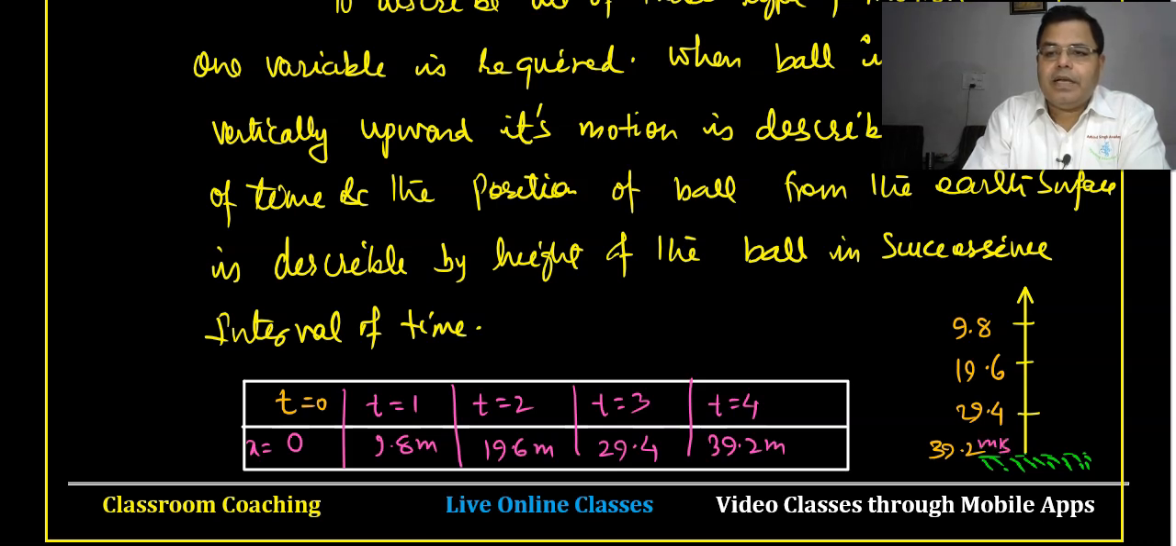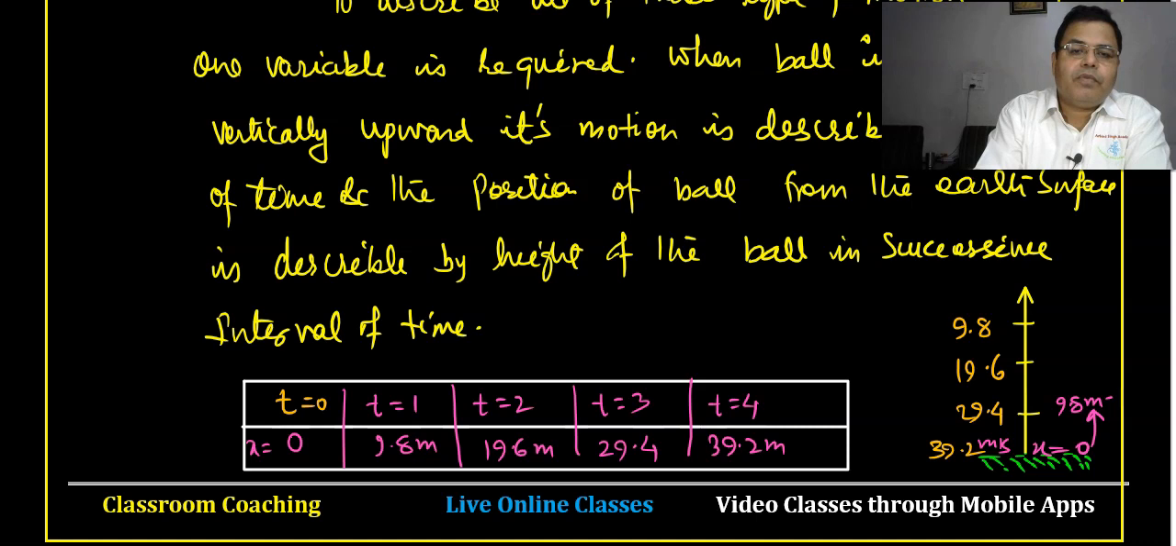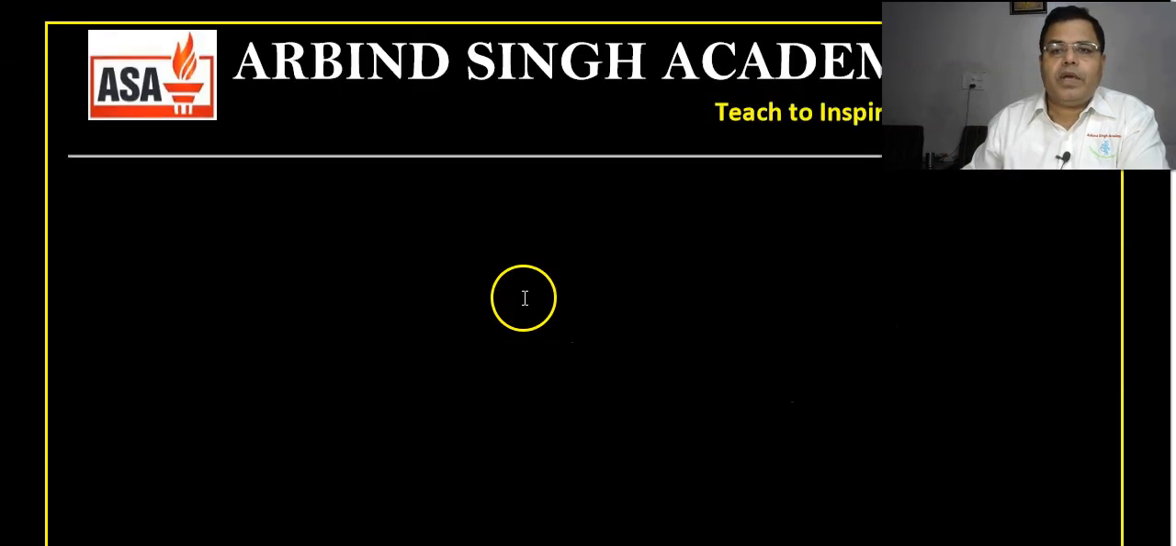This was speed, meter per second. Speed is decreasing and height is increasing. Here the distance is 0, and here the distance is just above the surface, that will be 9.8 meter. So similarly, the position of the particle is described in terms of only one variable, x, or height is described in terms of x. Only one variable is described here, so that is considered to be motion in one dimension, right?